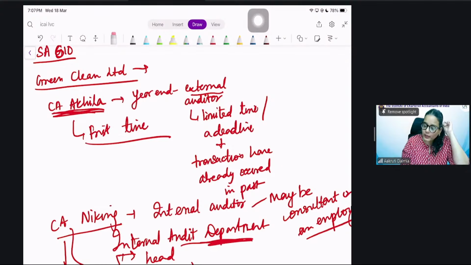Do you think CA Akhila can do that? Think. Tell me yes or no. It's okay even if you're wrong. There's no right or wrong. Hemin is saying no, ma'am. This would be wrong. Who else? Yes, Akhila can take help of CA Nikunj.